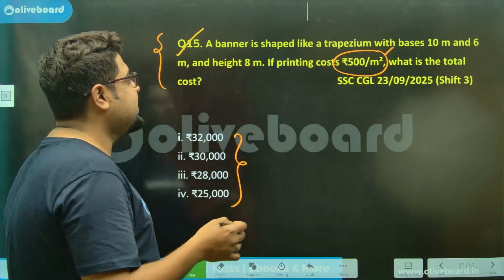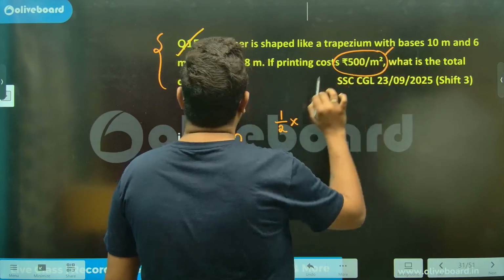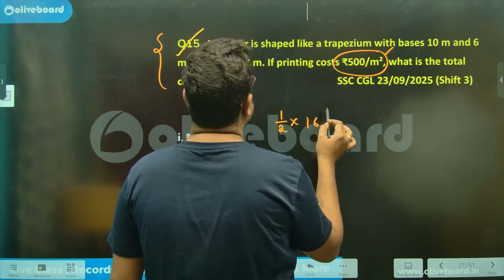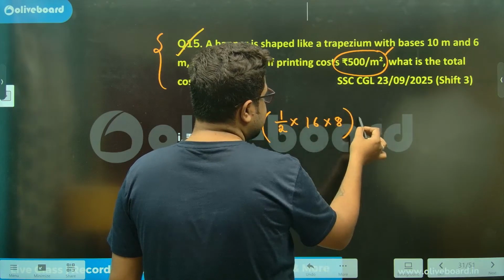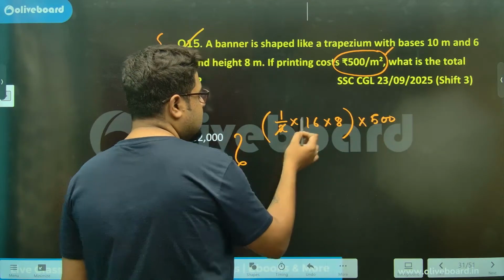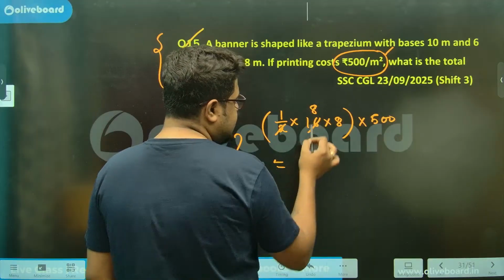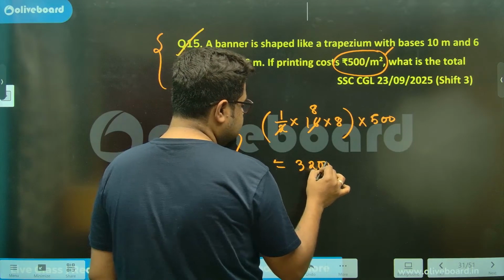I have to calculate. So area will be half the sum of the bases, meaning 16, 10 plus 6. Height is 8. This is area into, sir, 500 per meter square. So 64 into 5, meaning, sir, 32,000 rupees.